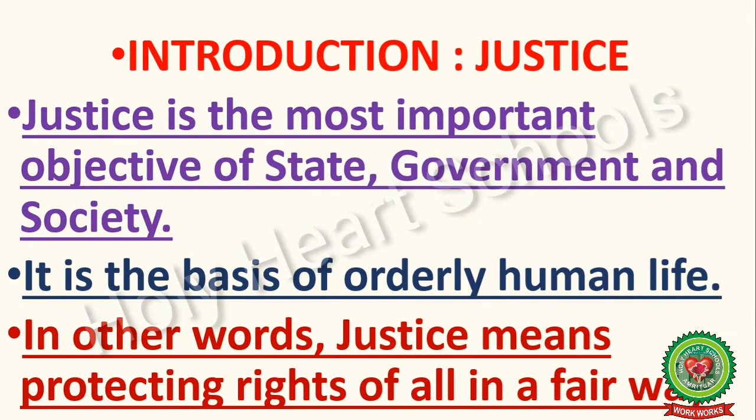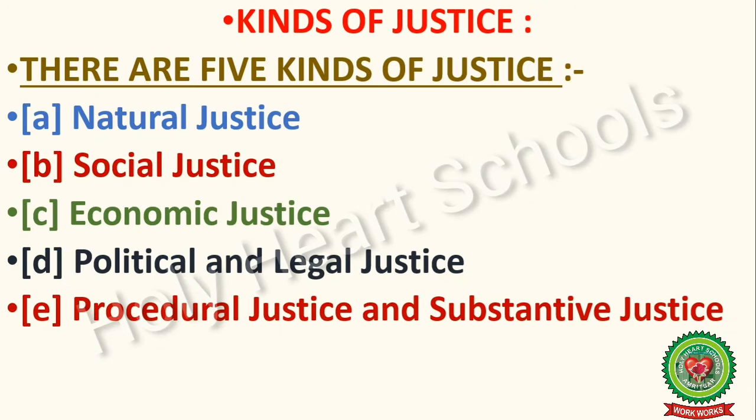Yes, justice is the most important objective of state, government and society. It is the basis of orderly human life. In other words, justice means protecting the rights of all in a fair way. Yes, in a fair way. Here, when the mother decided to use the red color turn-wise, that's a fair way. Now I will discuss the kinds of justice. There are 5 kinds of justice: natural justice, social justice, economic justice, political and legal justice, procedural justice and substantive justice.